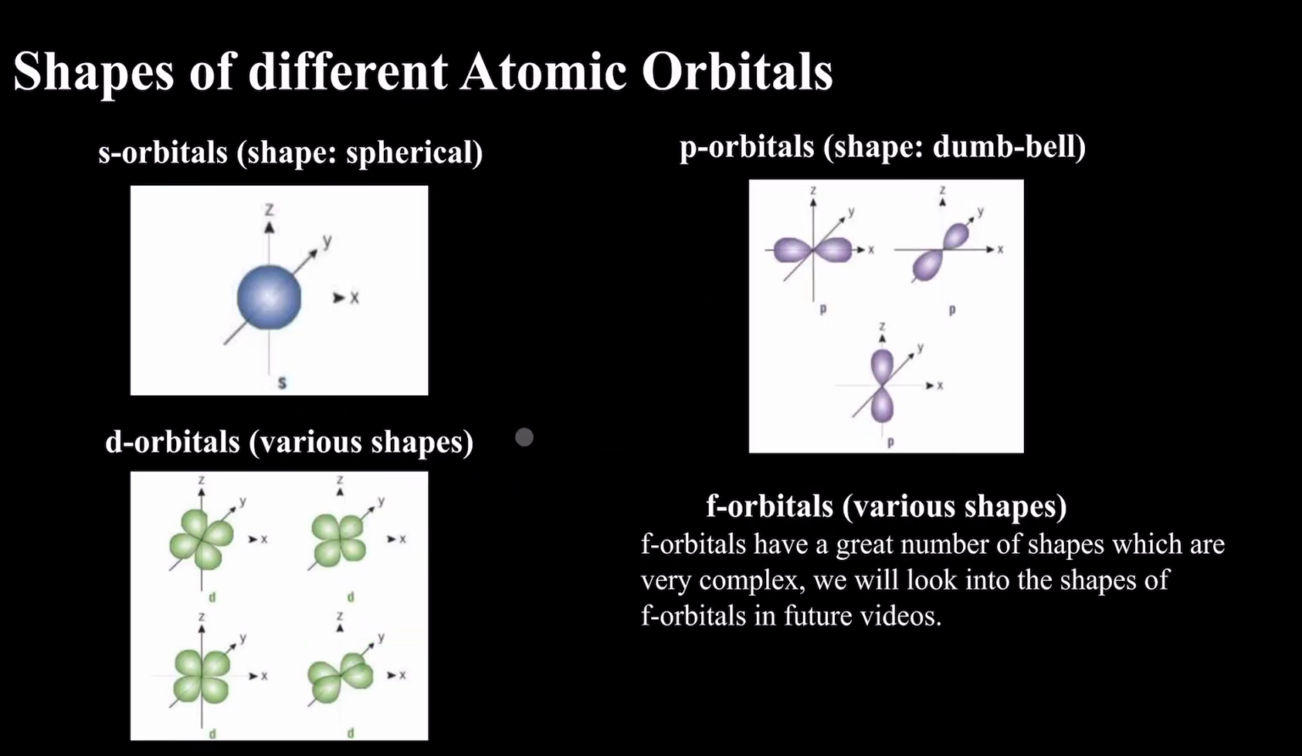So atomic orbitals actually have different shapes. The s orbital has a spherical shape, as you can see in this diagram here. The p orbitals have a dumbbell shape with different orientations on the x, y, and z axes. We'll talk about the x, y, and z axes in this particular context in later videos. The d orbitals also have various shapes, so you can see them here. And the f orbitals have much more complex shapes, and we'll look at these in future videos because they can get a bit confusing.